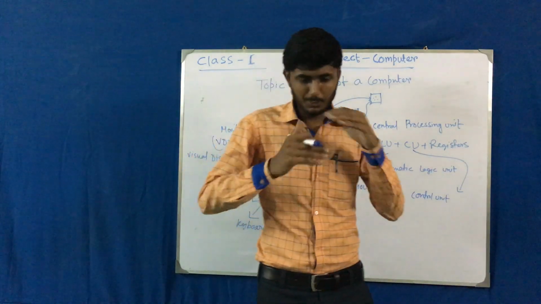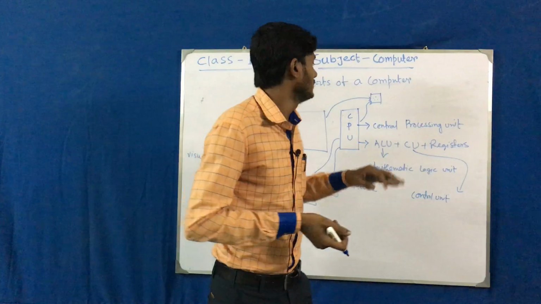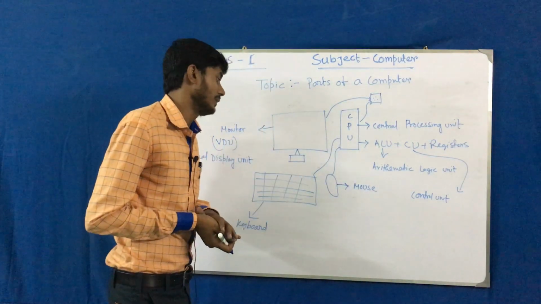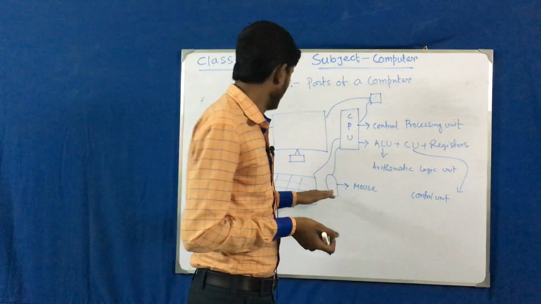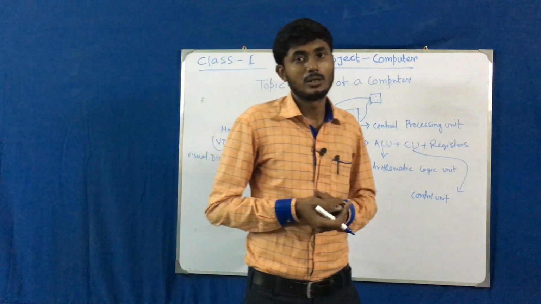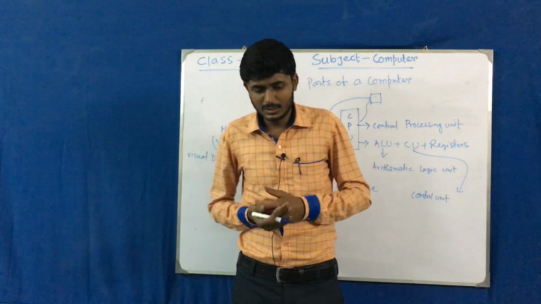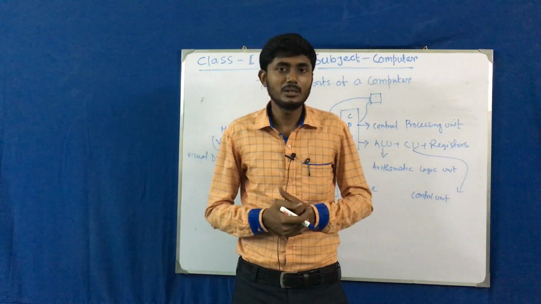So the main processing of the operation is done by CPU, central processing unit. And the next one is mouse, and the last one is keyboard. These are the main parts of a computer. Clear?